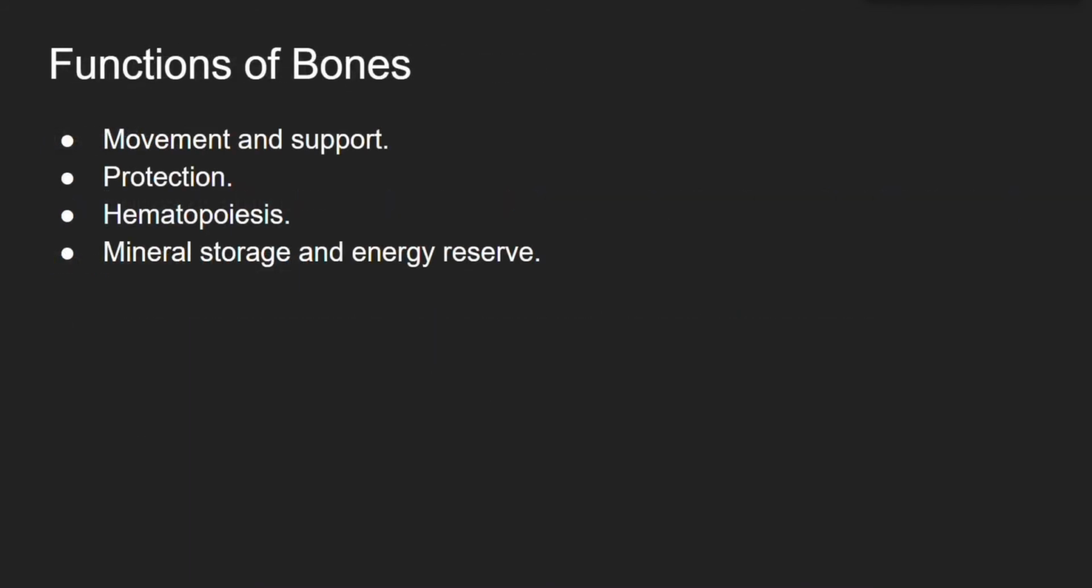Bones have four main functions. These include movement and support, protection of vital organs such as the heart and lungs, which are protected by the rib cage, hematopoiesis, which is blood cell formation, and mineral storage and energy reserves, mainly calcium and fats, which are stored in the bones.